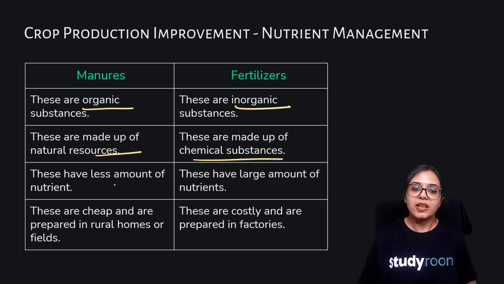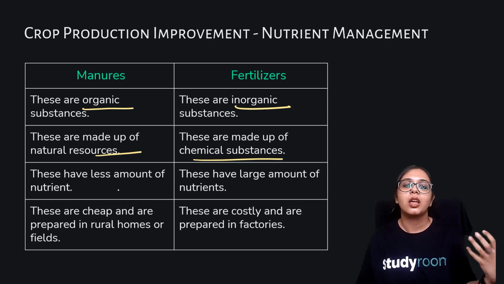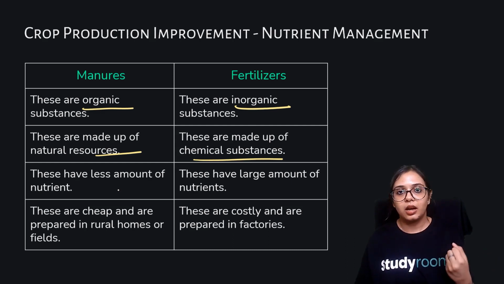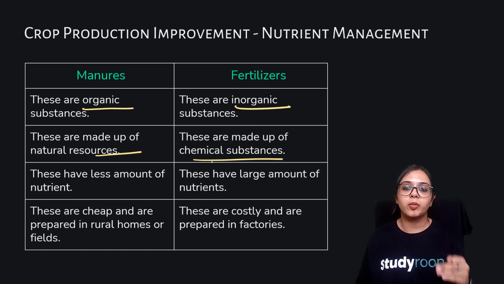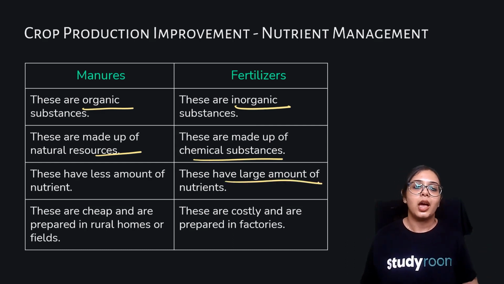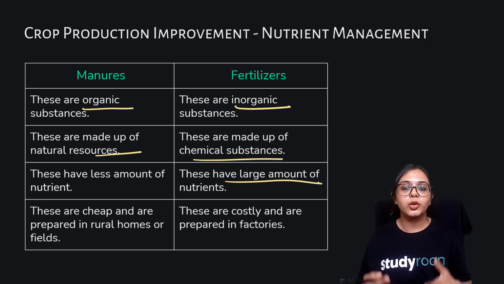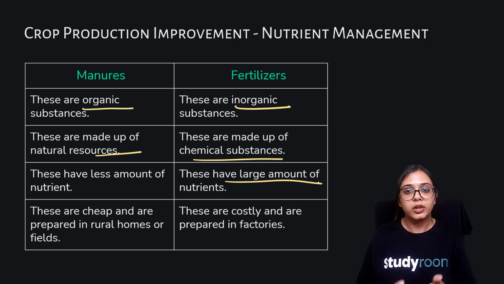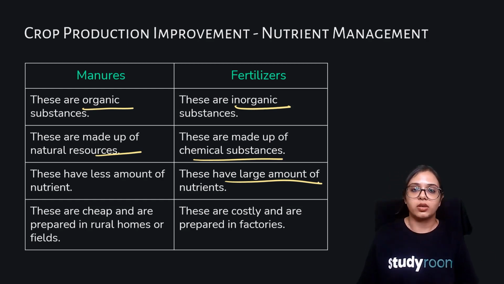Manures have less amount of nutrients, since, as I told you, they are not water soluble and cannot be directly used up by the plants. But in fertilizers, the elements can be directly used up by the plants, so naturally they are going to have a large amount of nutrients. Manures are cheap because you don't require anything extra for the production, but you require something extra for the production of fertilizers. Therefore, they are purchased from the market, and therefore they are costly.